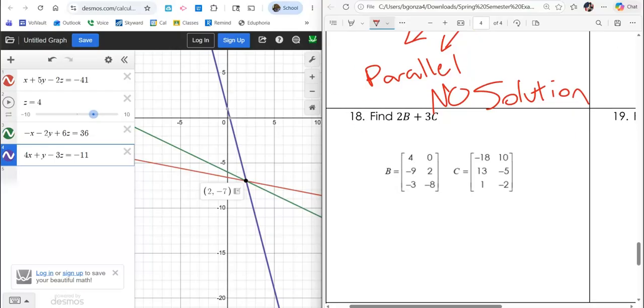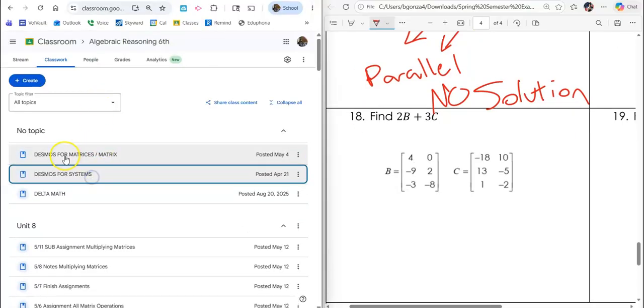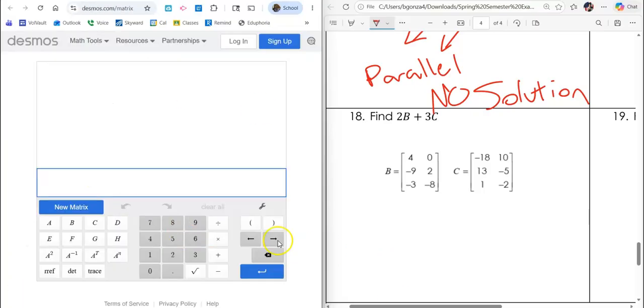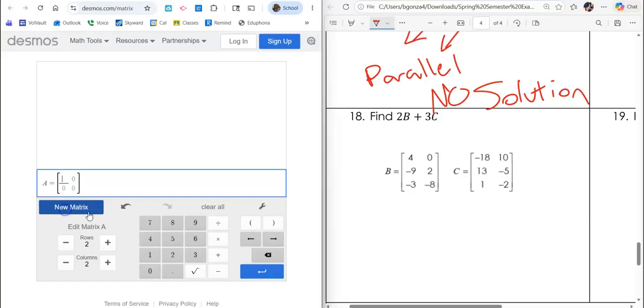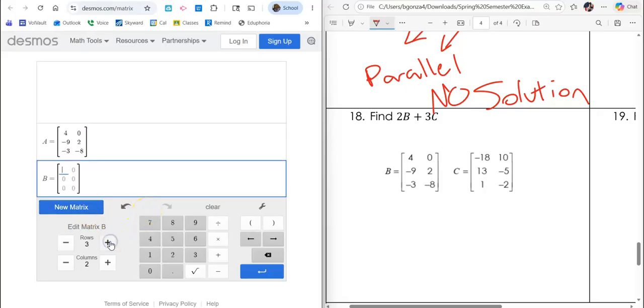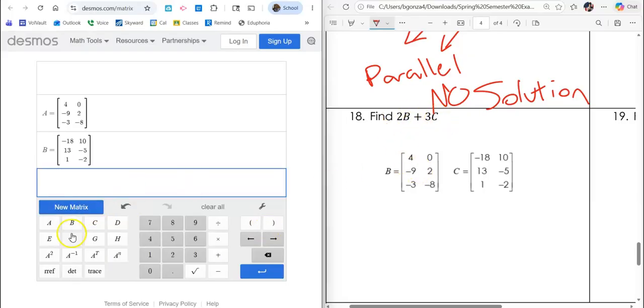All right, now let's get into this. Go back to Google Classroom, click on Desmos for matrices. Okay, let's type in these matrices. Okay, it's the 3x2. Okay, that's A, and then you got the 3x2. Negative 18. Okay, and then we're gonna do what? 2b plus 3c.